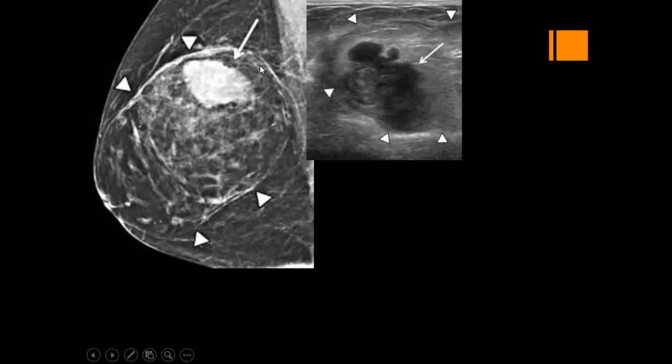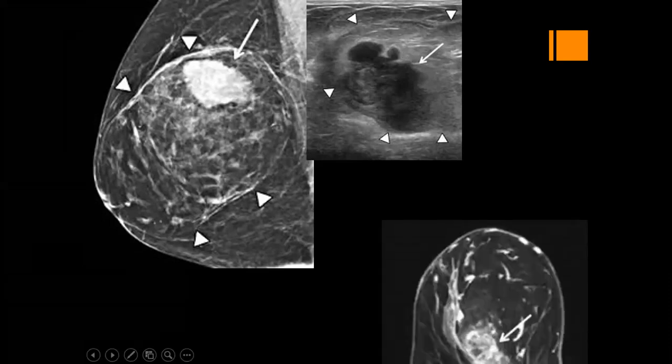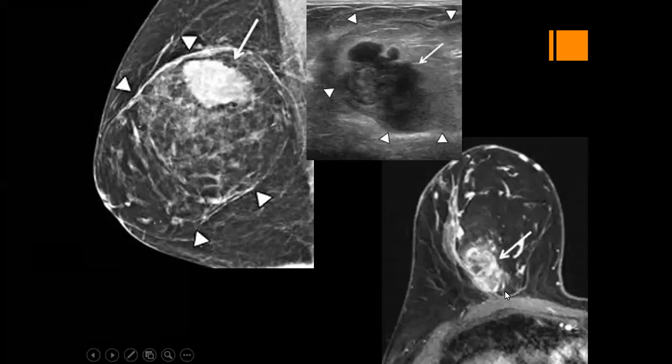This is, yes, fat containing. Since you have seen fat containing, don't rush and say this is BI-RADS 2. In spite of being fat containing, this is BI-RADS 4C, and after ultrasound, it is BI-RADS 5. See, it is a BI-RADS 5. This is the MRI of the same lesion. Okay, this is cancer arising in hamartoma.